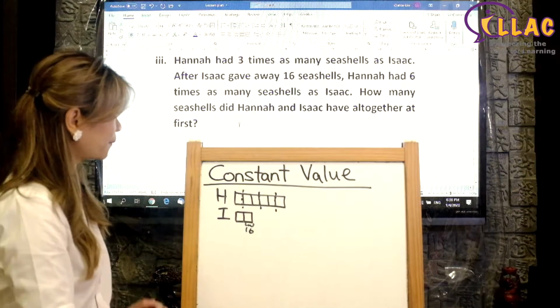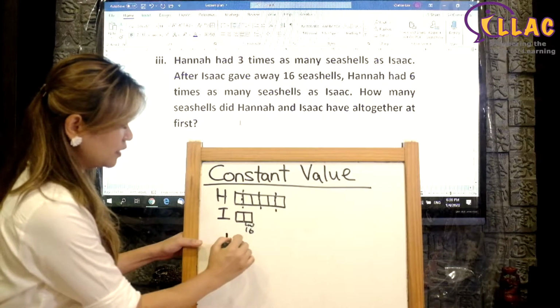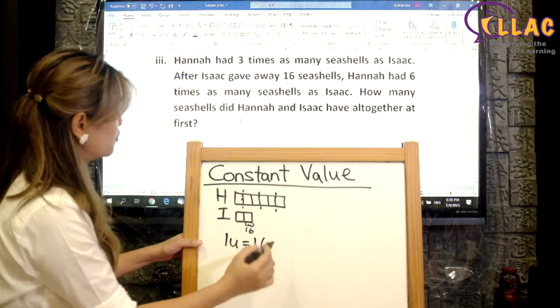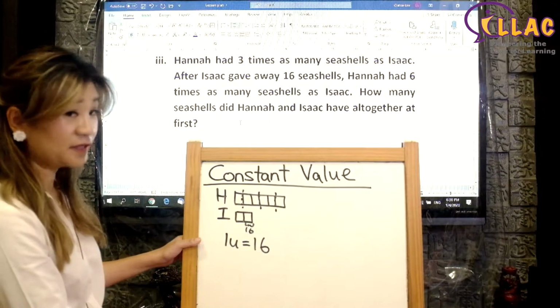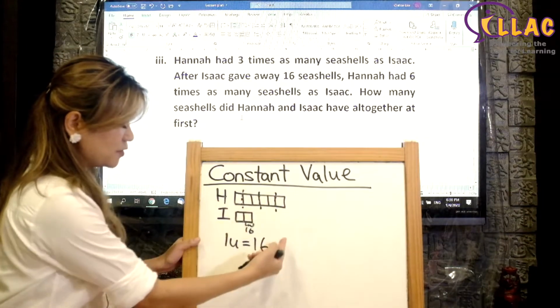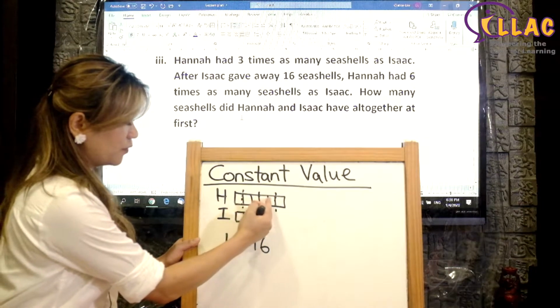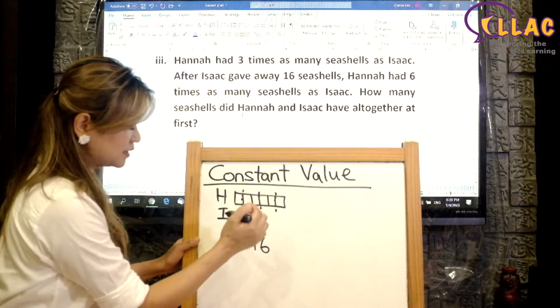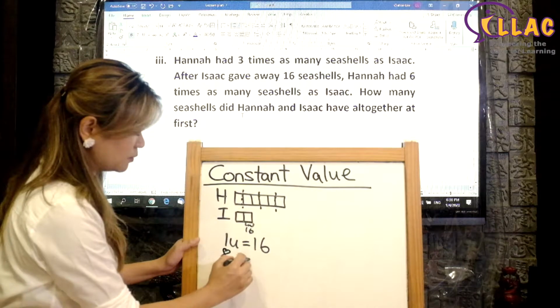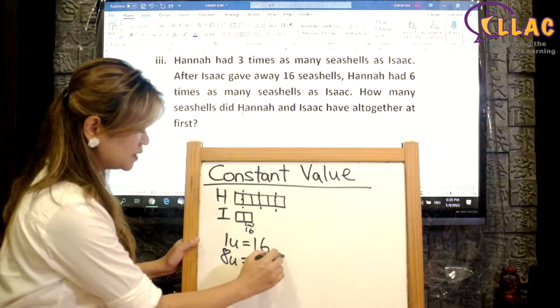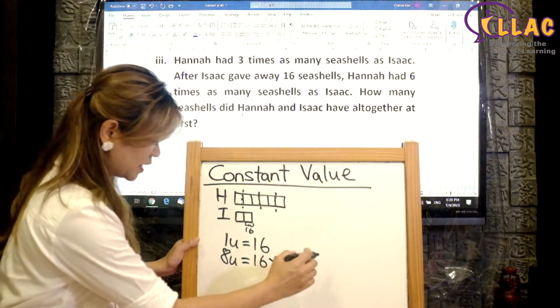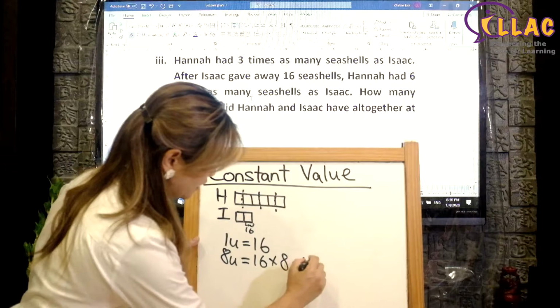So if 1 unit equals 16, how much did all of them have at first? At first, it will be everything over here: 1, 2, 3, 4, 5, 6, 7, 8. Therefore, 8 units will be equal to 16 times 8, and therefore you get the answer 128.